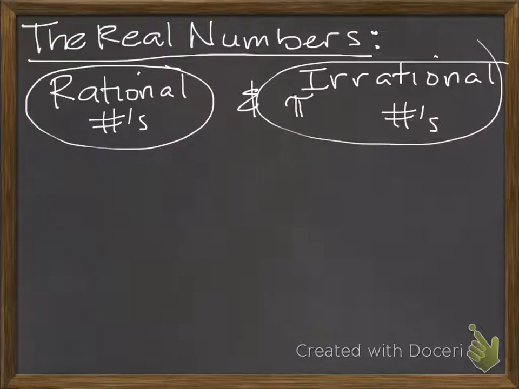Pi is probably the most common irrational number that they use as an example, or the square root of 2, the square root of 3, the square root of 5. All of those square roots of non-perfect squares are irrational numbers because they end up being decimals that keep going, what they call non-terminating decimals.